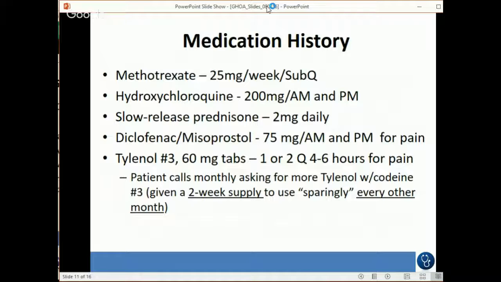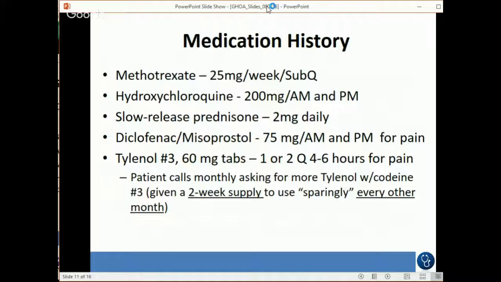She is taking Arthrotec for pain, 75 milligrams in the morning and the evening, and also to help that breakthrough pain, which she apparently is experiencing all the time. She's taking Tylenol number 3, 60 tablets, 60 milligram tablets, and she's to take 1 or 2 every 4 to 6 hours as needed for pain.